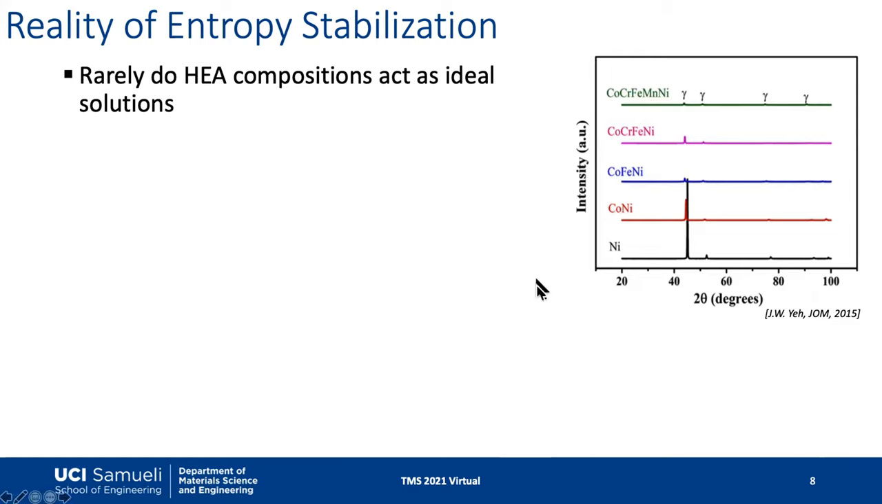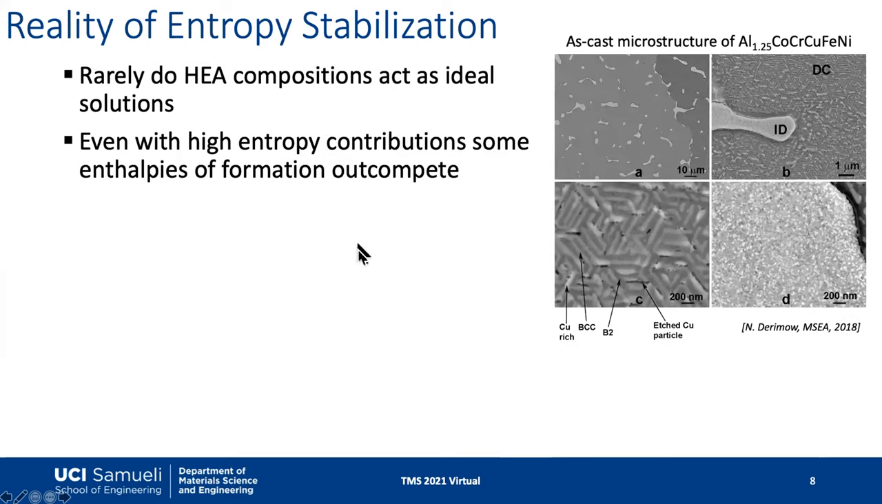The first XRD plot shows how the Cantor alloy is very special in its ideal solution-like behavior. There's a compositional path from nickel to the Cantor alloy that maintains a single FCC phase. However, with high entropy contributions, some enthalpies of formation outcompete, as you saw from the equation in the previous slide, between the delta HF and the delta S mixing. And the micrograph here from Derimov's work shows a six element HEA containing a high number of secondary phases.